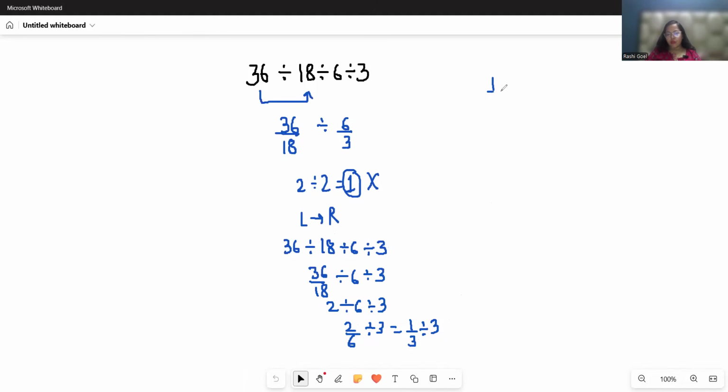Now we'll remove this division sign and convert it into multiplication, division to multiplication, and take the reciprocal of the right hand side. So our final answer is 1 by 9, not 1.